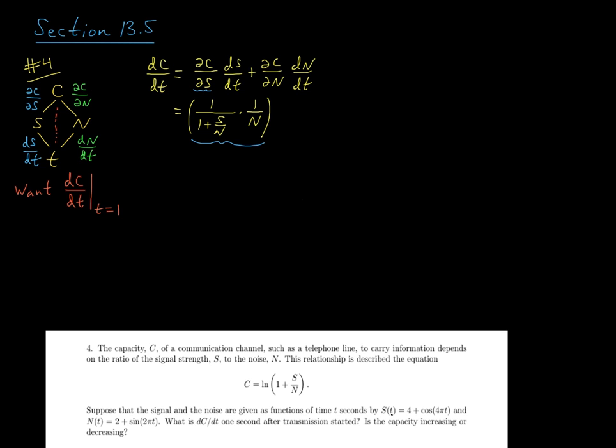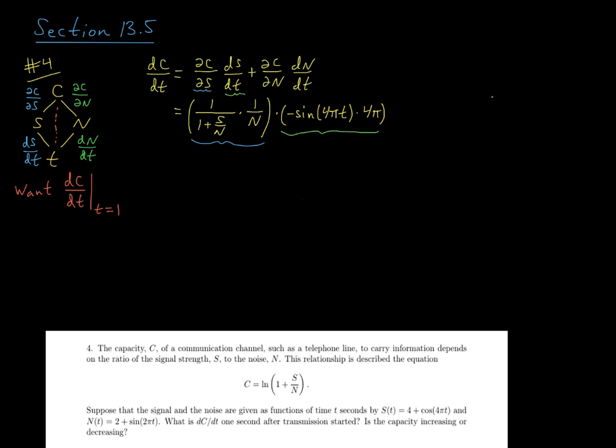Here's my function for S in terms of time. I'm going to differentiate the cosine, which gives me a negative sine of 4 pi t, and then I multiply by 4 pi from the chain rule. Great, so that is this first product.